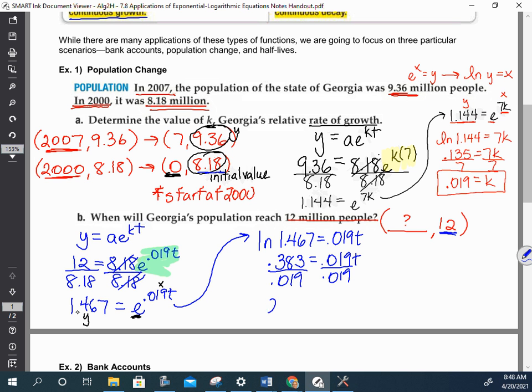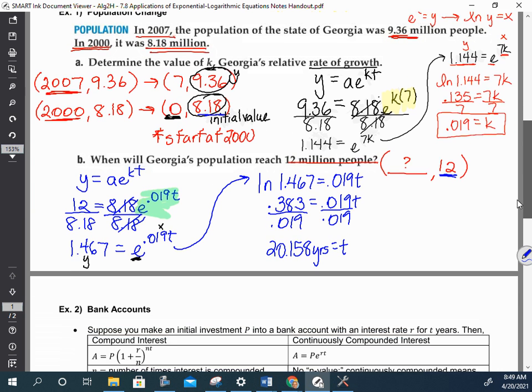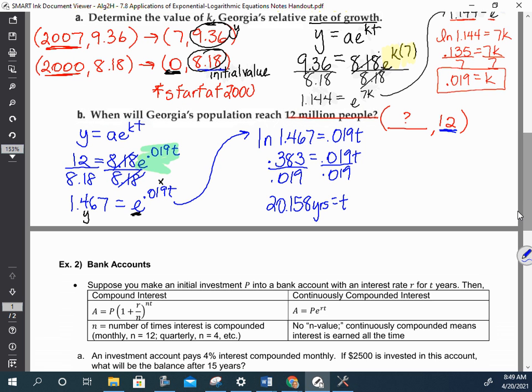So you get 20.158 years. That's your time. So it'll take a little more than 20 years for this to happen. Any questions on how we solved it out?